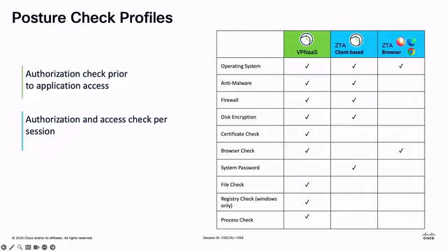We also can perform a number of different posture checks, meaning that before allowing a user to get access to a specific application, we can check on a number of different parameters about their device, as you see listed here. And again, based on whether they are using a VPN client or using zero-touch access, we have a number of different options that could be used.